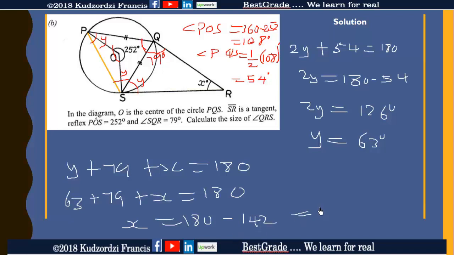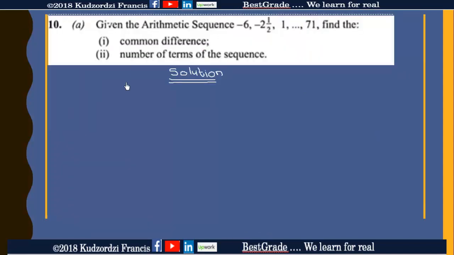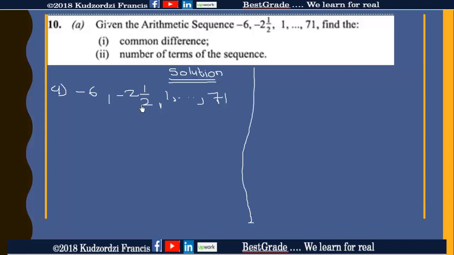and this will give us 38 degrees. Hence, the value of x is equal to 38 degrees. Question 10a. We're given the arithmetic sequence -6, -2.5, 1, and the last term of the sequence is 71. And we are asked to find the common difference.